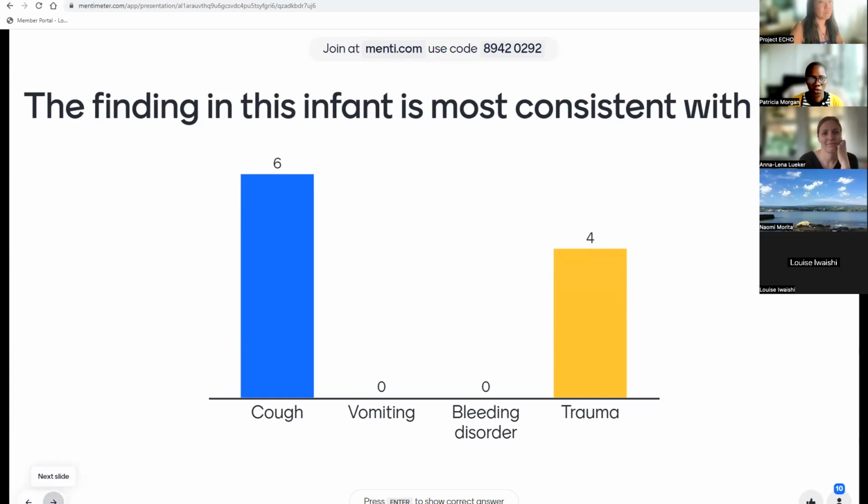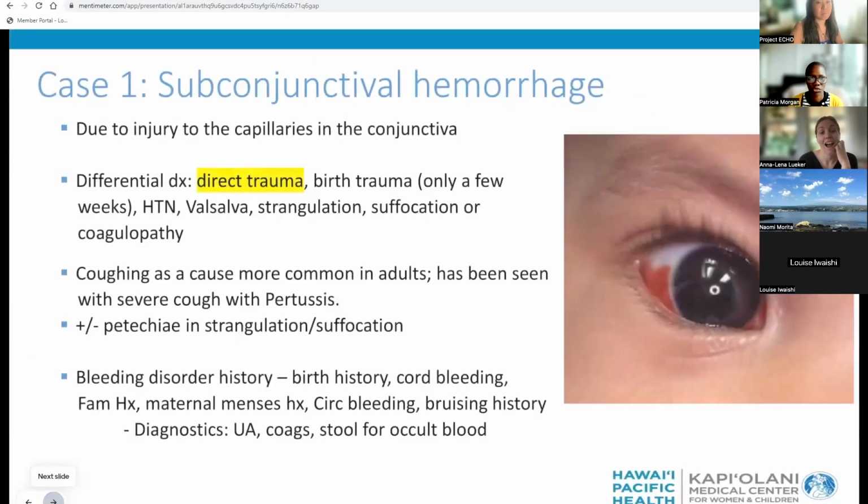Okay, so 4 of you got it correct. The answer is trauma. A subconjunctival hemorrhage is caused by bleeding of capillaries in the conjunctiva. In infants and little ones, the most likely cause is direct trauma, whether that's a hit to the head or a slap to the face. It is uncommon for infants to generate enough pressure to cause a subconjunctival hemorrhage, unless we've seen cases where they have a severe cough with pertussis.